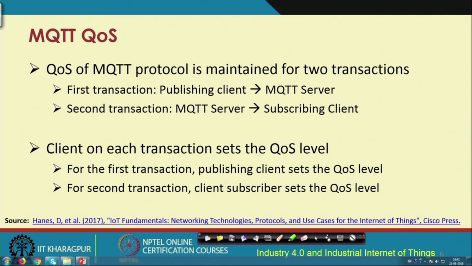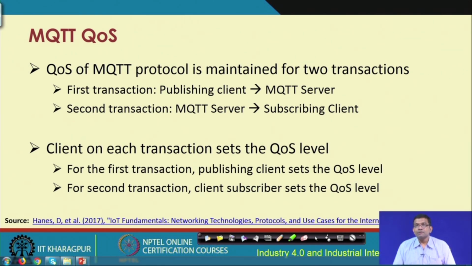Let us look further ahead. We need to talk about QoS now, because without QoS we cannot think of IoT. IoT is about services, so quality of service is very important. For QoS of the MQTT protocol, there are different transactions that have to be taken into consideration. The first transaction is between the publishing client and the MQTT server, and the second transaction is between the MQTT server and the subscribing client. The client on each transaction sets the desired level of QoS. In the first one, the publisher sets the QoS level, and in the second one the subscriber sets the QoS level.